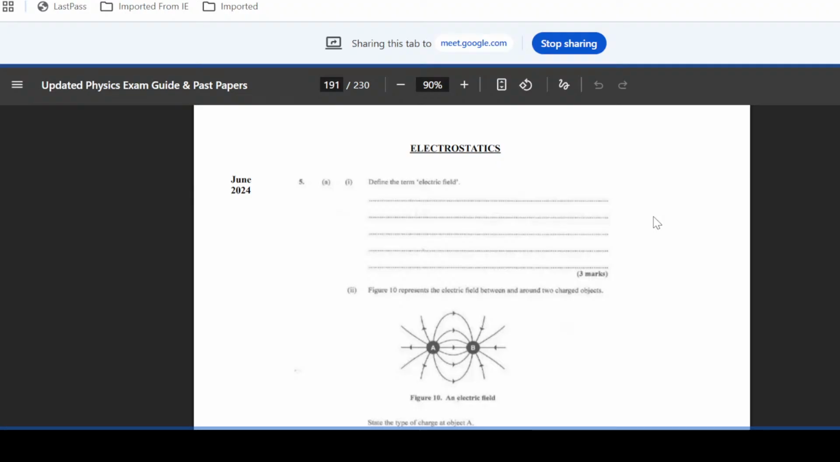Right, so the electric field is the area, or the region, surrounding a charged particle where another charged particle would experience a force, or where you'd experience an electric force.